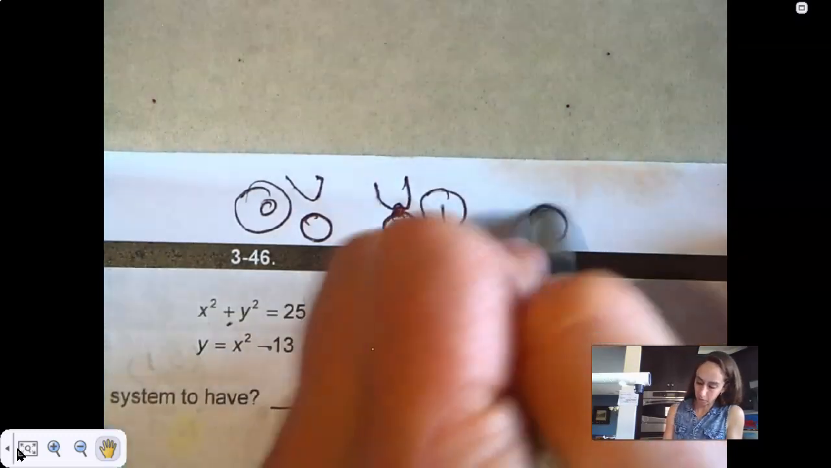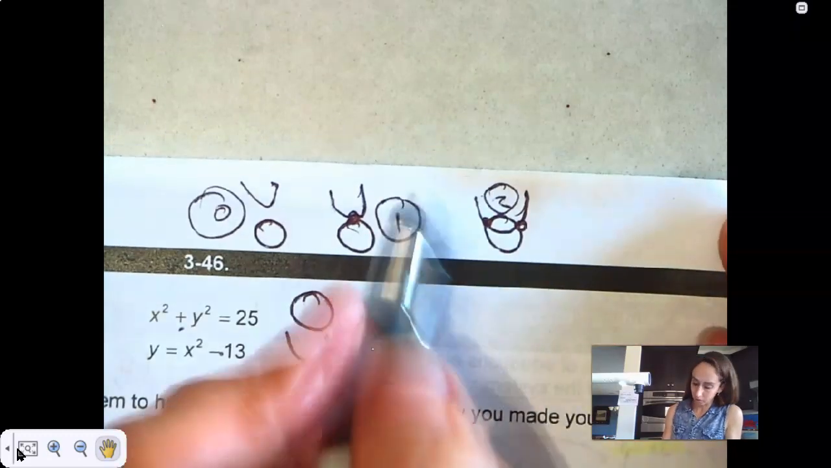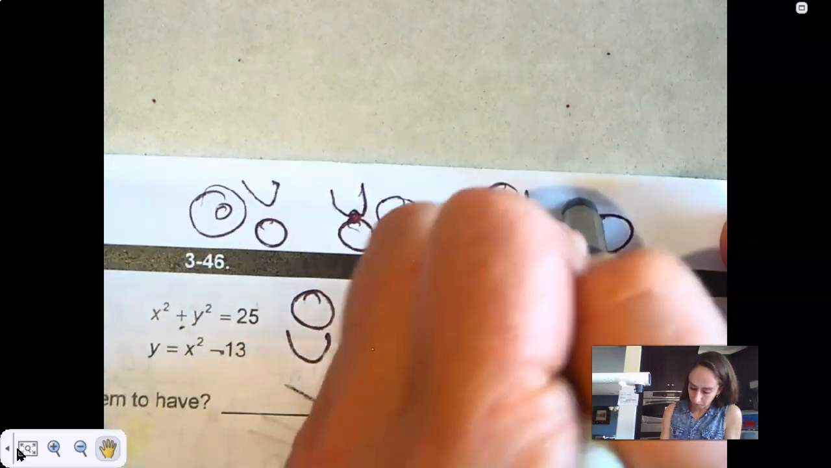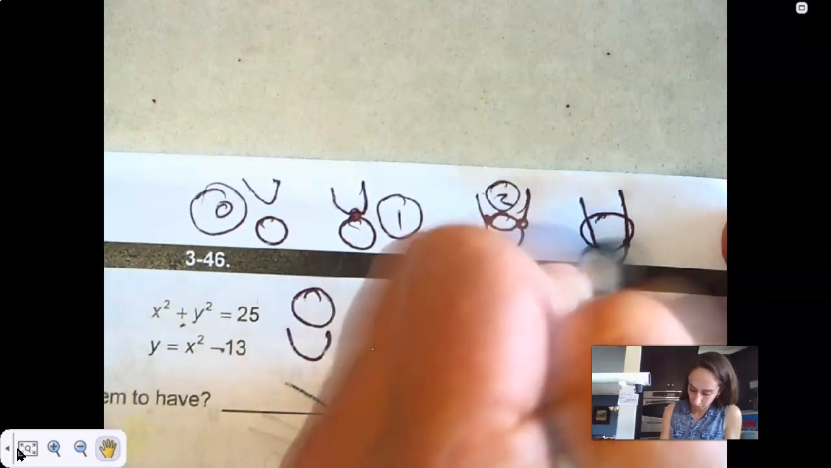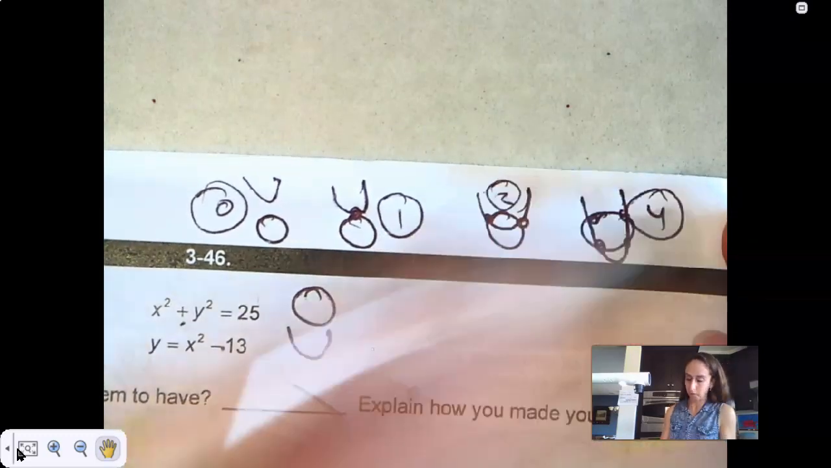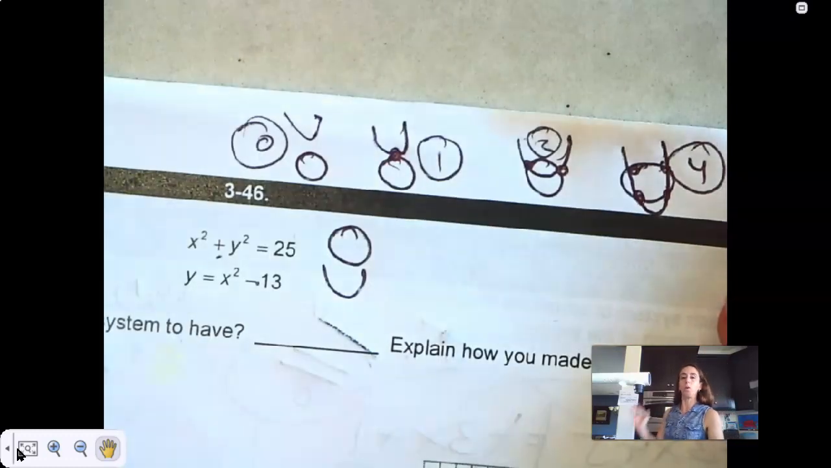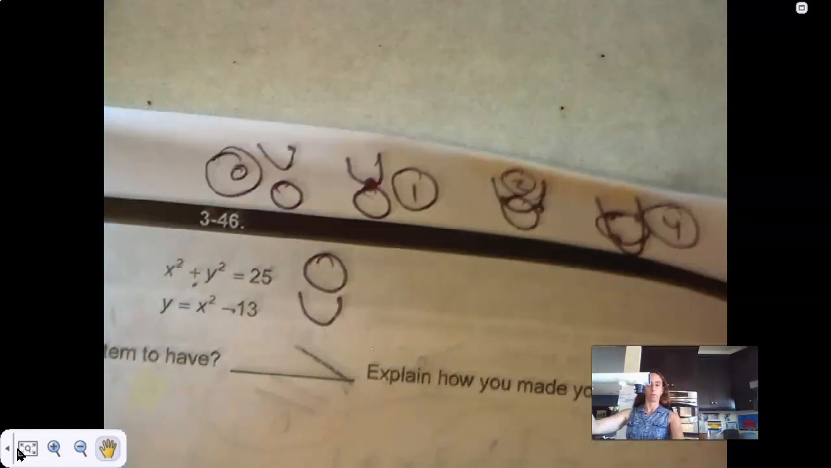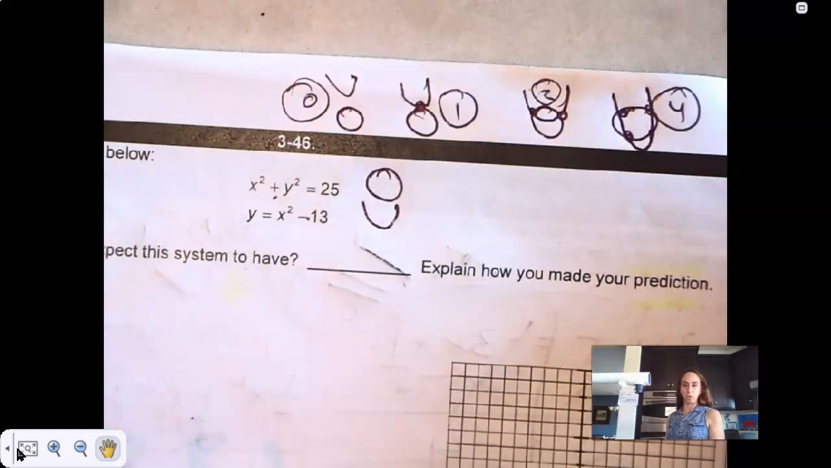I've got another situation. Here's a circle. Here's a parabola. They touch twice. And I've even got another situation where if I have a circle, it could touch 1, 2, 3, 4 times. So I know it's 0, 1, 2, or 4. Okay? So how am I going to solve this?